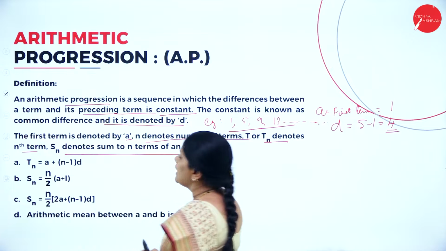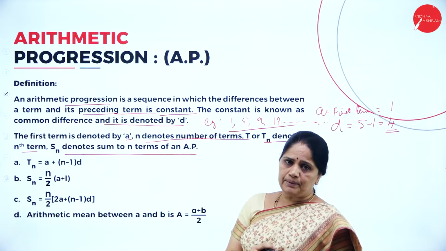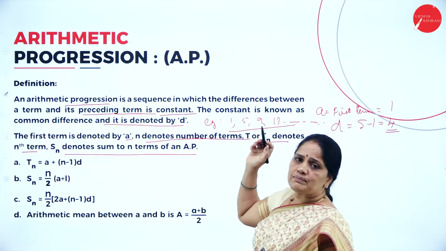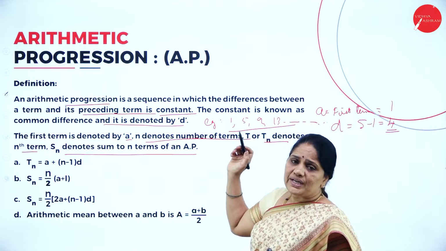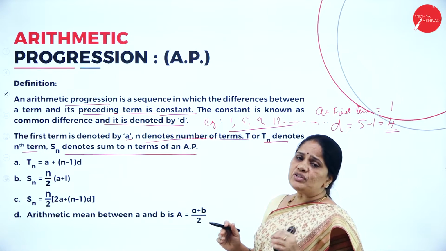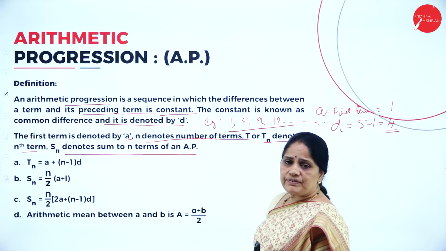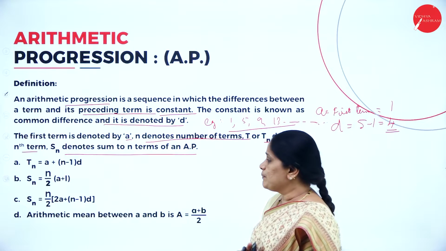Sn denotes the sum to n terms of an AP. So suppose I have to add 1 plus 5 plus 9 plus 13 plus 17 plus 21. So in this way, if I have to add, it will take a very long time. So for that, we have a different formula in this progressions.